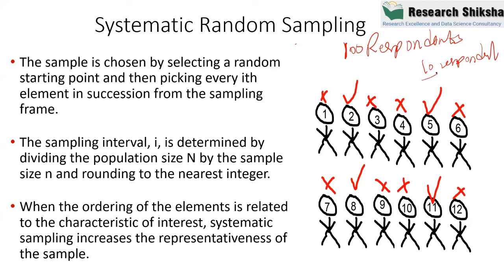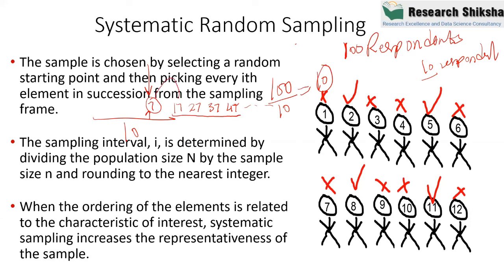So I just divide 100 by 10. This is 10. So first, I will pick any one from the first 10 respondents. Suppose I apply simple random sampling and I get the 7th. So I will take the data from the 7th respondent, and all other respondents will be the 17th, 27th, 37th, 47th, like this. The first person comes by random sampling, and all others come by equal distance. 7 plus 10 is 17, 17 plus 10 is 27, like this. This method is called systematic random sampling.